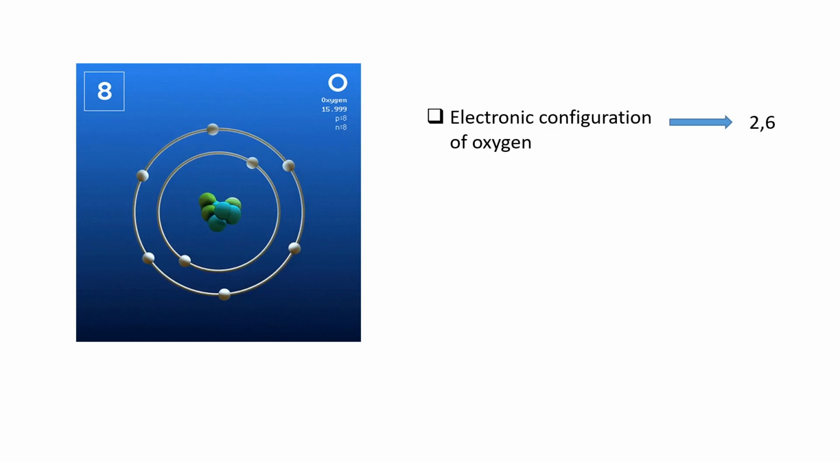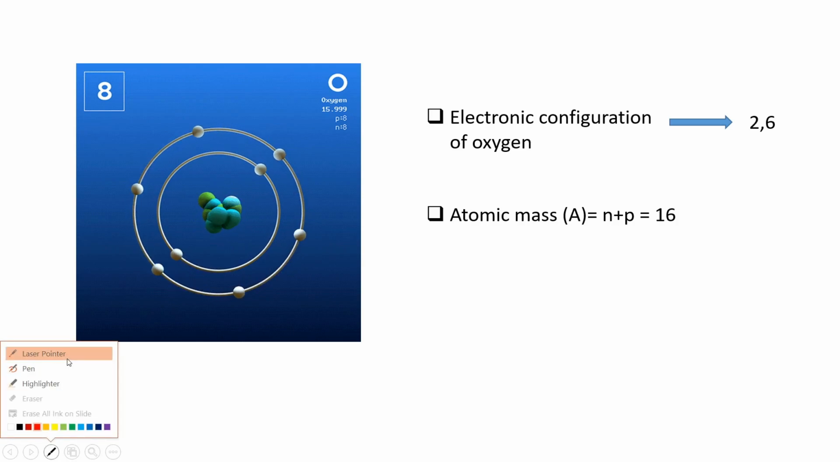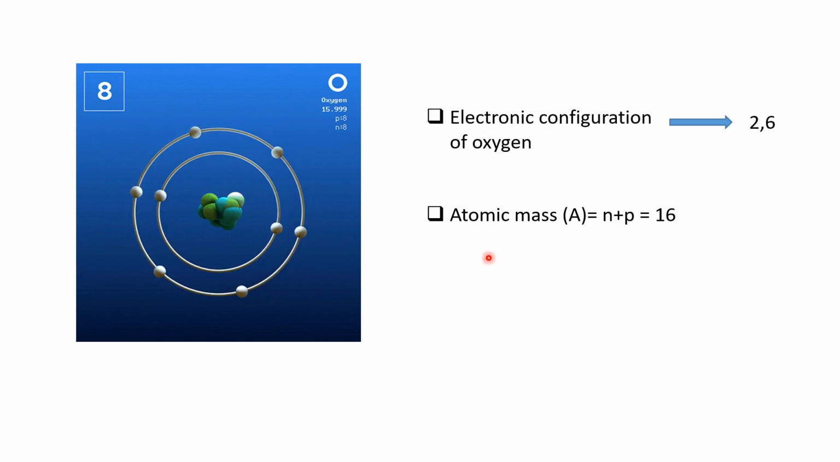So next is atomic mass. And atomic mass, which was denoted by A, was nothing but the number of neutrons plus the number of protons. And here the answer comes up to be 16. Now, in this case, in this oxygen, the number of neutrons and the number of protons are the same. That is why the answer is 16. But it is happening in this case. It does not happen every time.